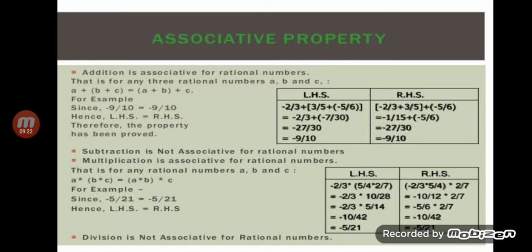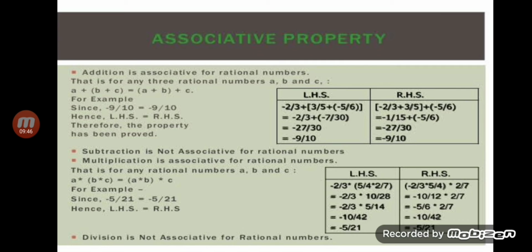Okay, but multiplication is associative for rational numbers. We can take any three numbers. We have taken minus 2 by 3, into 5 by 4, into 2 by 7. The bracket is for 5 by 4 and 2 by 7. Multiply that first. 5 into 2 is 10, 4 sevens are 28. That into minus 2 by 3. So what do you get?